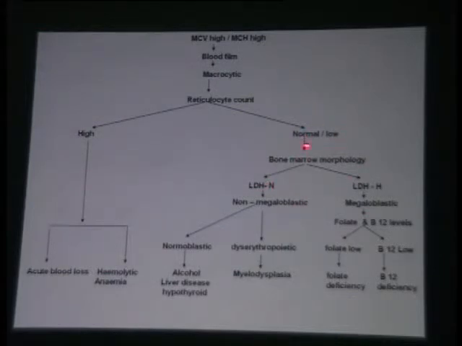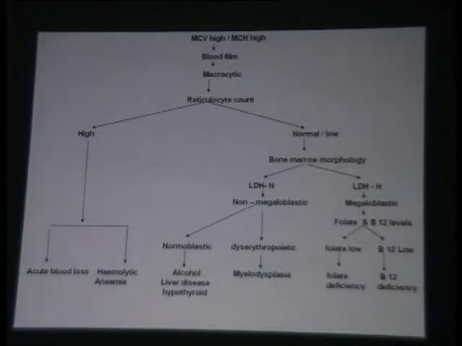On the other hand, if retic is normal or low, I first do serum LDH. If serum LDH is high, confirm that it's megaloblastic from bone marrow and do the serum folate and B12 levels if you want to. Most of the time, if LDH high, macrocytosis, and you have a bone marrow with megaloblastosis, please put them on B12 folic acid and try and see the therapeutic response on the 10th day of therapy.